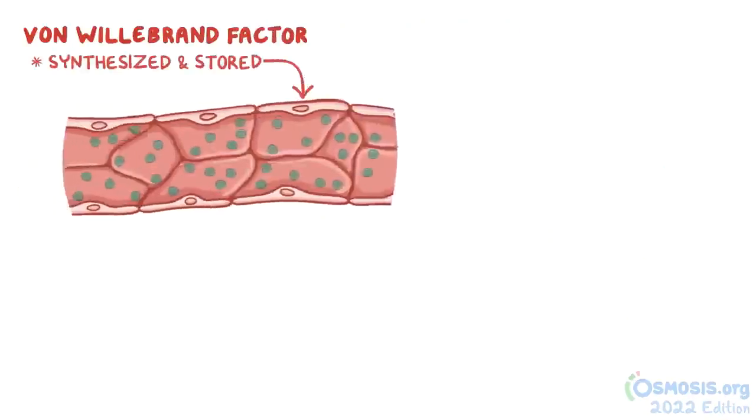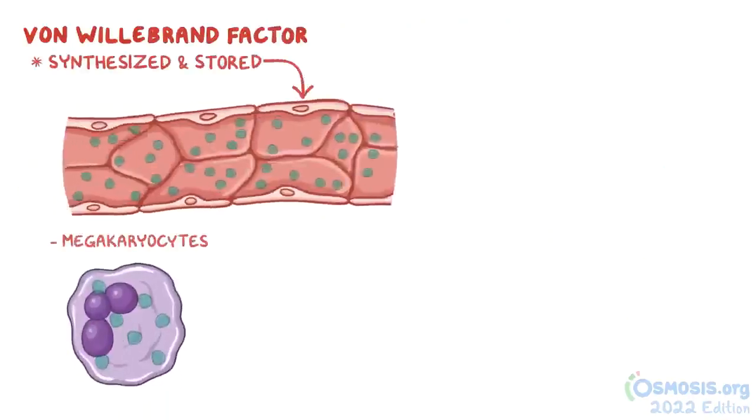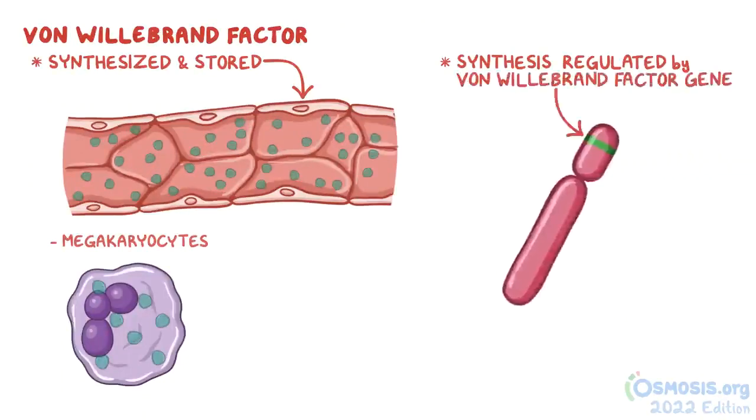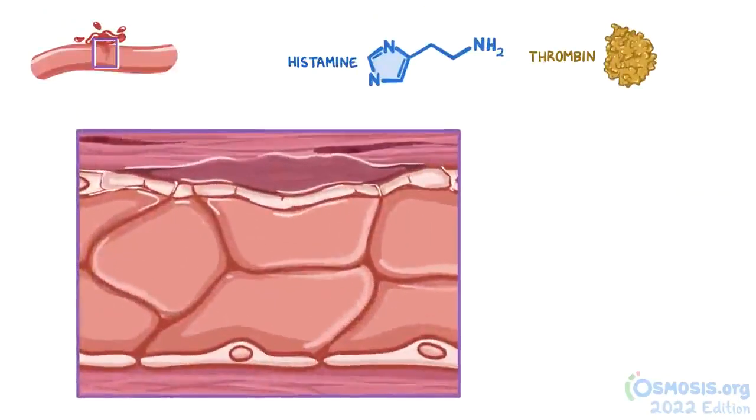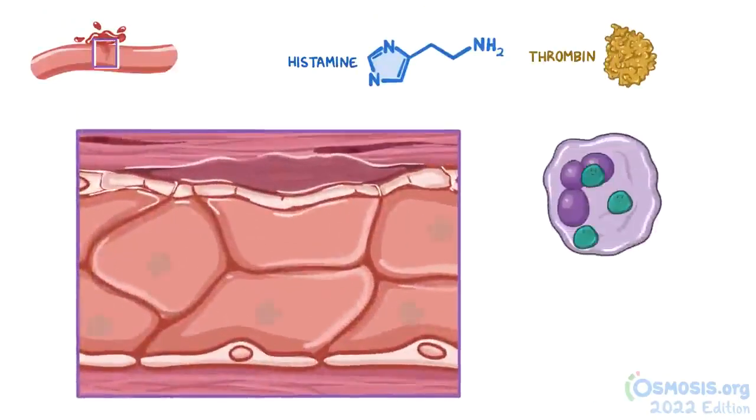Von Willebrand factor is synthesized and stored in the endothelial cells and megakaryocytes. Its synthesis is regulated by the von Willebrand factor gene located on the short arm of chromosome 12. Alright, when there is a bleeding injury to a blood vessel, histamine and thrombin stimulate the local endothelial cells and megakaryocytes to release the von Willebrand factor into the bloodstream.